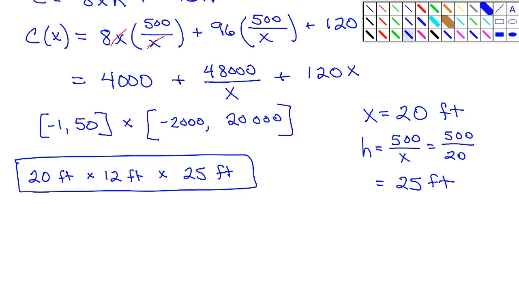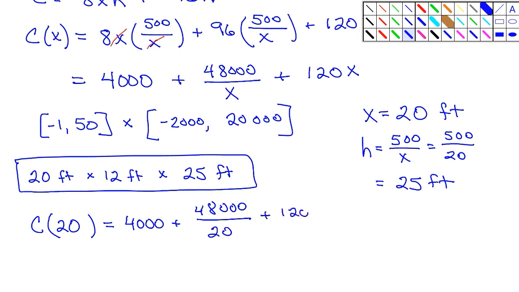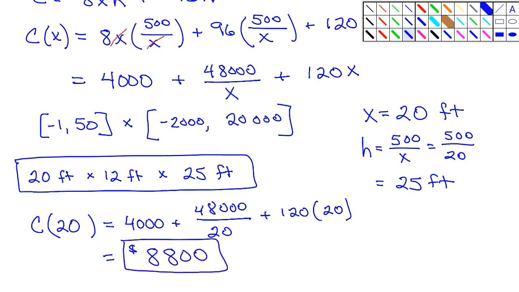And finally, we need to find the minimum cost. So I'm going to use C of, and I'm going to plug this into the function. And the x value that we found and we're working with was 20. And so we plug that in, and we get 4,000 plus 48,000 divided by 20 plus 120 times 20, and that's equal to $8,800. And also, you could have seen the y value when we found the minimum should have been 8,800 as well.